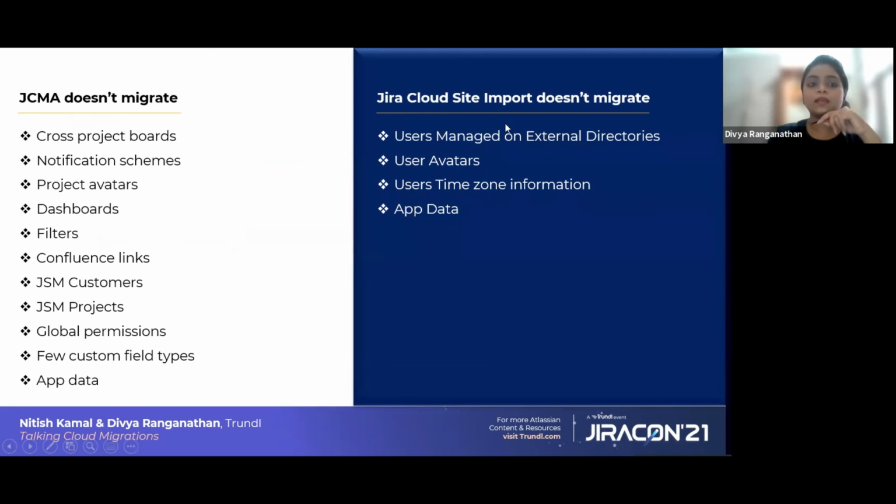So this is another important part which you need to know about JCMA and the cloud import migration methodologies, which we discussed earlier. If you are going to use JCMA, it has a lot of disadvantages, and these disadvantages can also be overcome by using a CSV method after we migrate data through JCMA. If you use JCMA, your cross-product boards, notification schemes, project avatars, all these items specified here will not be migrated over, and we need to migrate all these features manually using CSV import, or recreate them on the cloud instance.